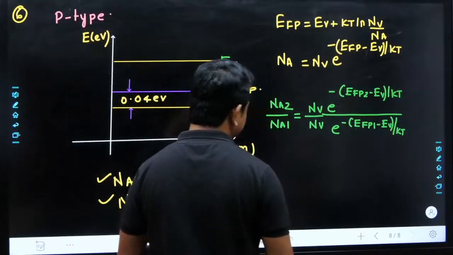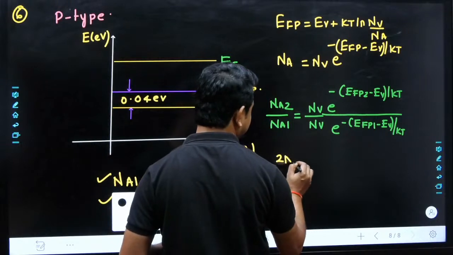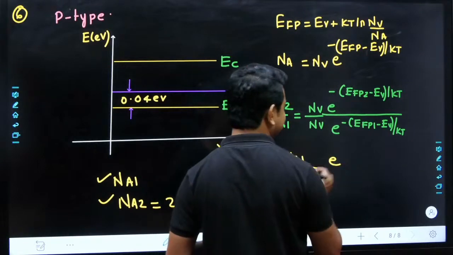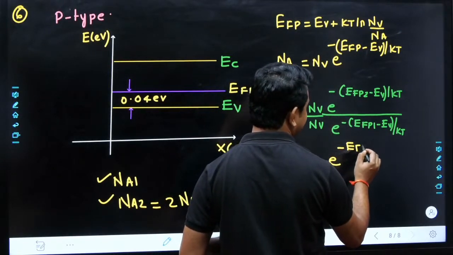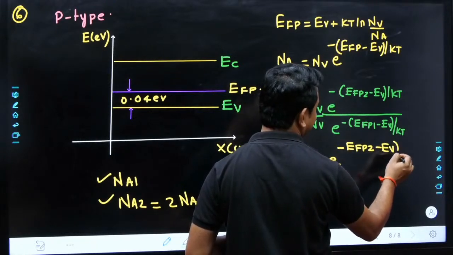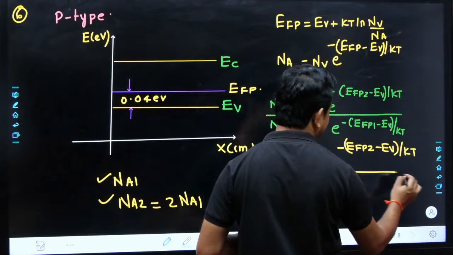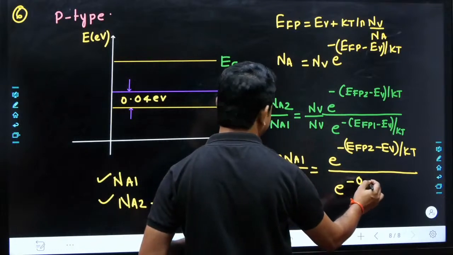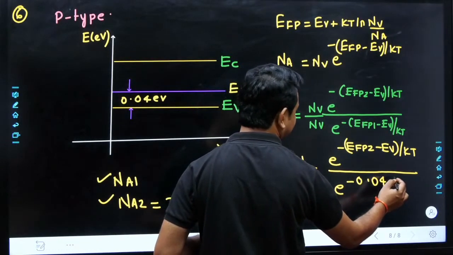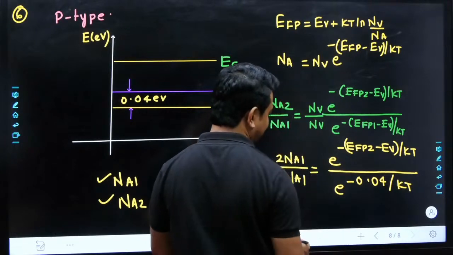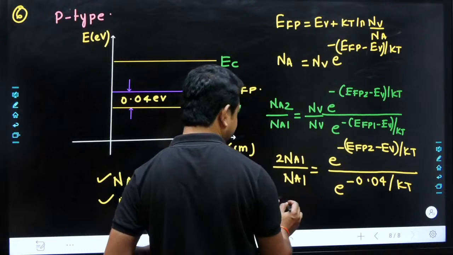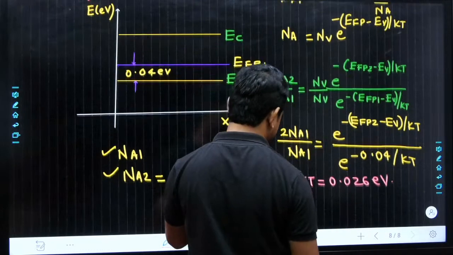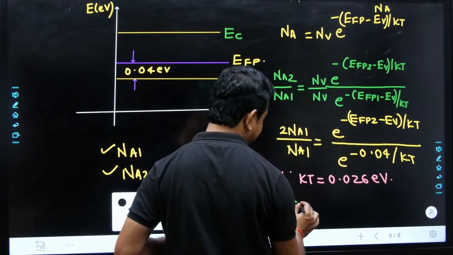Okay. So, I can write here, this is twice of Na1, this is Na2, and this is Na1, and NV and NV will get cancelled, and we are having EFP2 minus EV. That is what we have to find out in this particular question, and we know this is e raised to minus EFP1 minus EV, already we know this is equal to 0.04 electron volt divided by KT. Okay. So, we know the value of KT, since KT is equal to 0.026 electron volt.